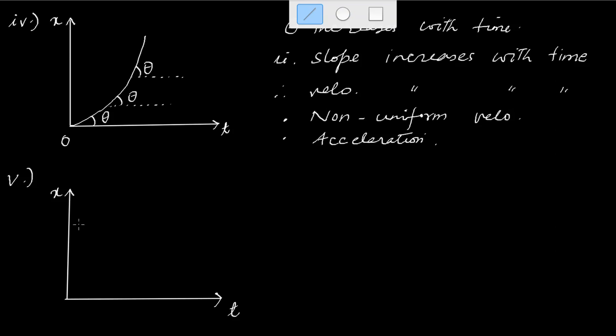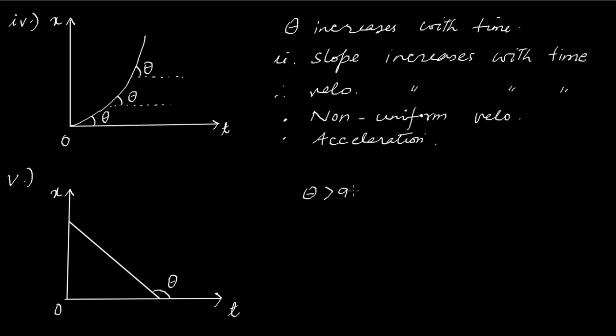Let's say a graph which is like that. Okay, so what will be the value of theta? Now the value of theta is this. This is theta. Okay, so here theta is larger than 90 degrees. So therefore tan theta will be negative. Tan theta will be negative. So therefore velocity is negative.